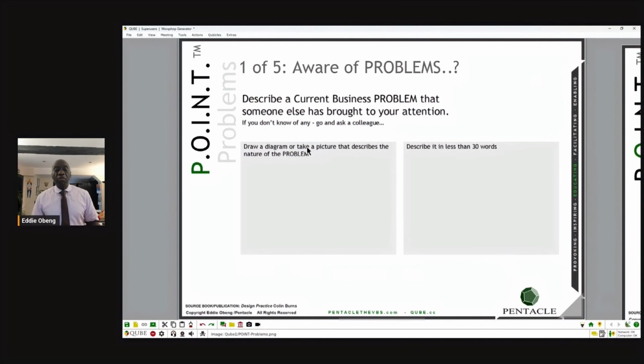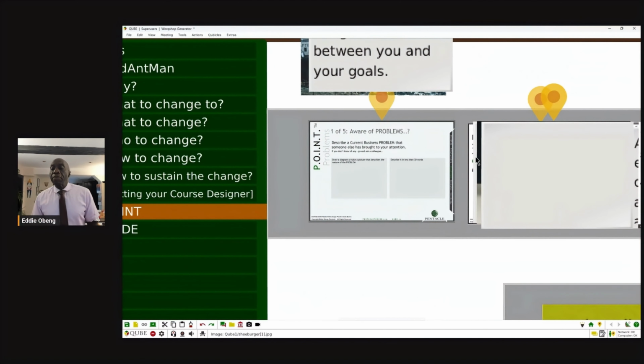And really, this is the pet which we use. We capture the problems, tend to use diagrams, tend to take pictures, tend to describe it in few words. So it's easy to explain to people. What's the problem? The problem is X, Y, Z. And this is why it's getting in the way of our goals. So that's the problem.